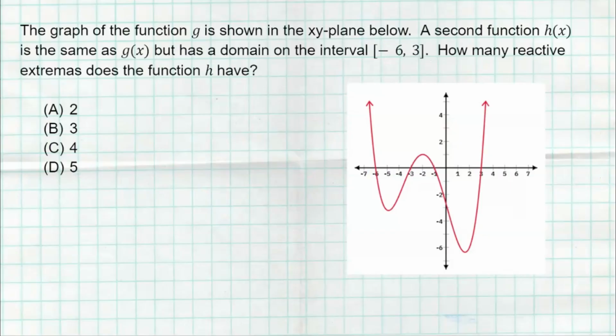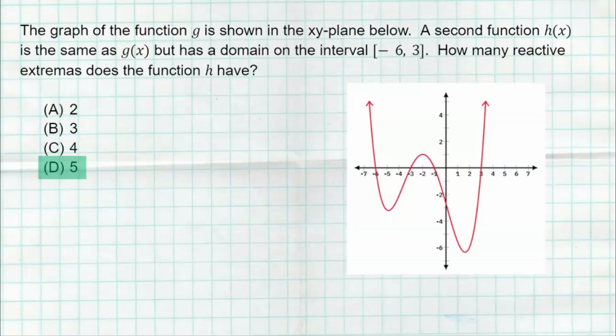And the correct answer here is D. Now, this is one that's going to really make sure that you know your rules. All right, so we have this function g that we see in the graph here, but it says a second function h is only defined. It's the same as g, but it's only defined on the interval -6 to 3.